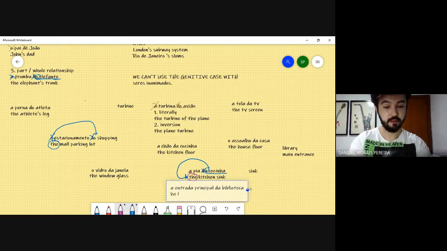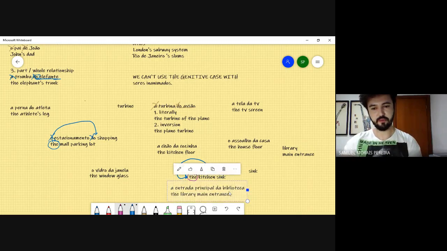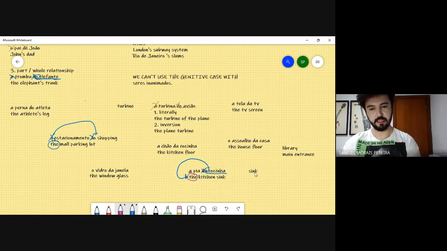So, the library main entrance. Okay? The library main entrance. Thank you very much. Yeah, Igor. Welcome. Close your microphone. Agora, pessoal, aproveitando aqui, sink, olha só, eu vou terminar agora, tá? Pay attention. Quando você aprende um, você aprende a juntar dois. Então, por exemplo, a pia da cozinha, right, is the kitchen sink.